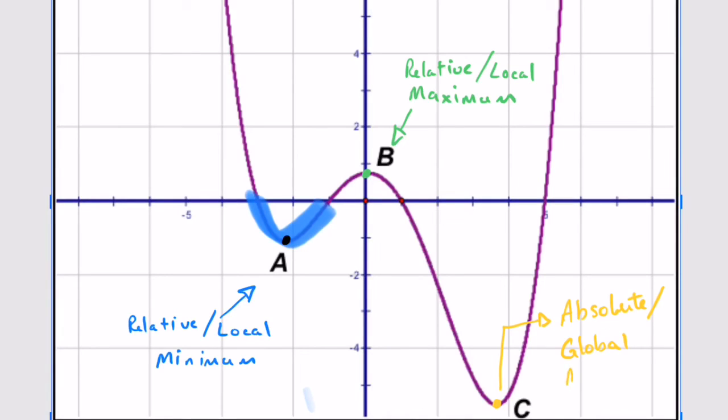Absolute is what we're going to say in this course. Sometimes in calculus classes, they'll say global. What's really important to remember is that maximum and minimum points are always talking about y values. A maximum is the highest y value. A minimum has to be the lowest y value. An x value is really just where the maximum or minimum occurs, but the highest or lowest is always a y value.